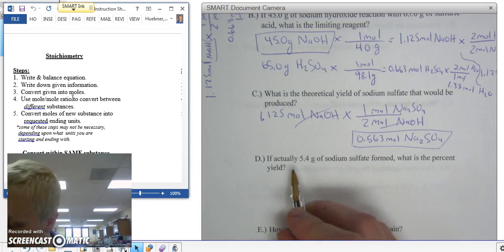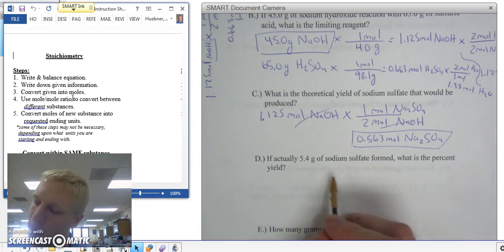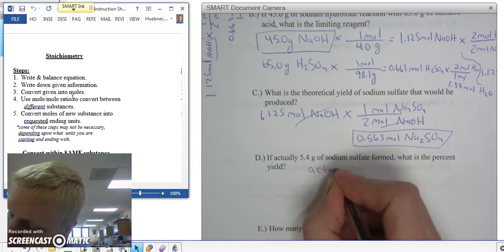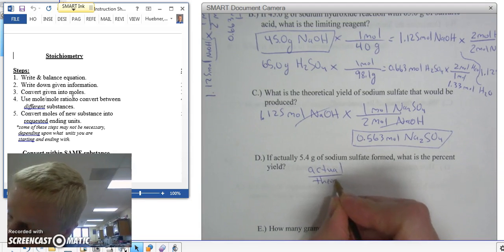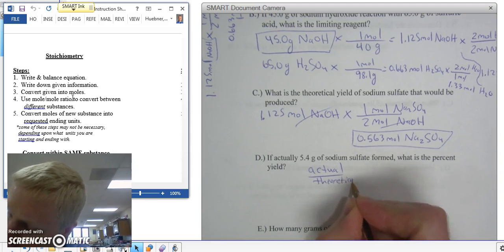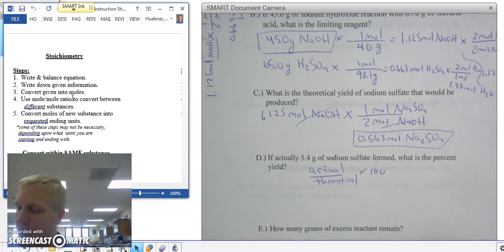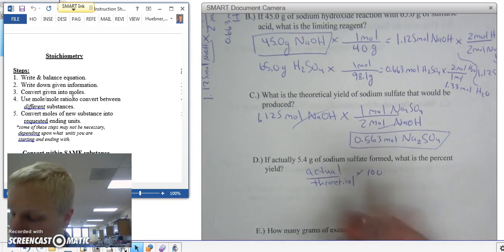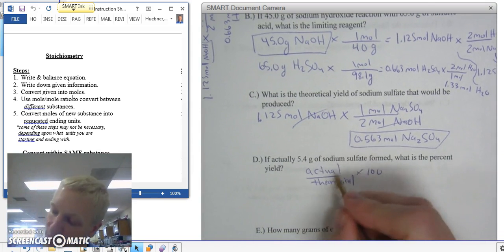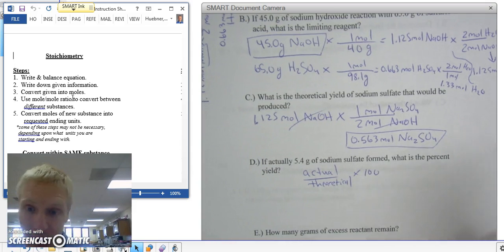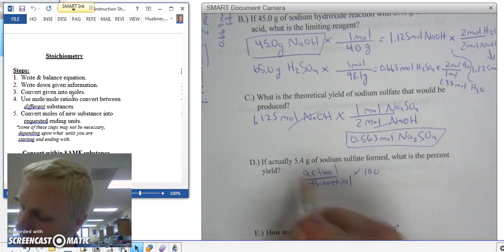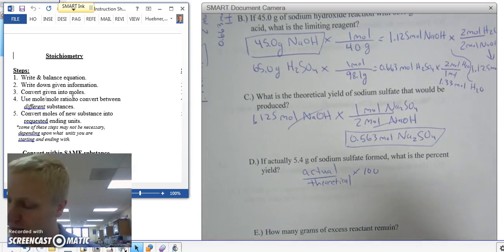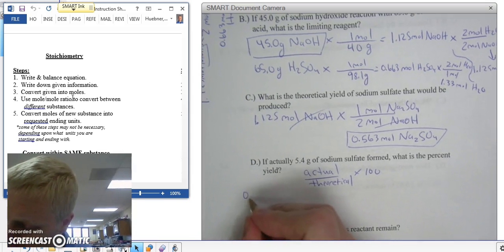Next problem, D. If you actually produce 5.4 grams of sodium sulfate, what is the percent yield? Now remember, percent yield is actual over theoretical times 100 to put in percent. And in this case, you can do 5.4 grams of your actual divided by your grams of theoretical, or you could do moles of your actual divided by your theoretical. It's your choice. We have moles of theoretical, we have grams of actual. We can either convert both to grams or both to moles. I'm just going to convert both to grams.